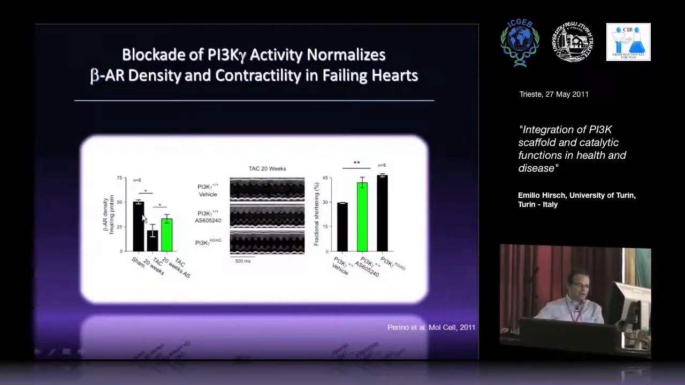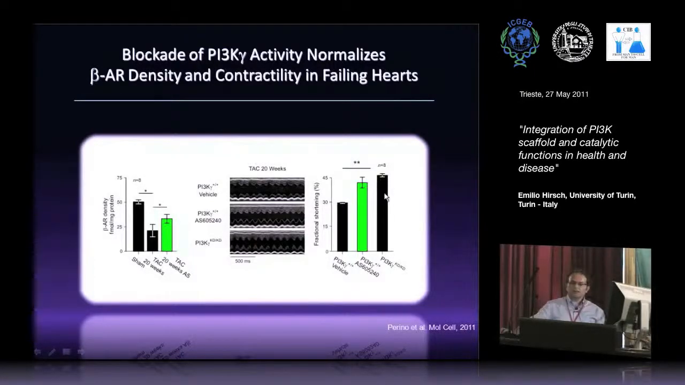And you see here we gave these inhibitors to wild-type mice after development of heart failure. And as you see here in the green line, the amount of adrenergic receptors is increased after treatment of these mice for 15 days with the PI3 kinase gamma inhibitor. And this has a very interesting effect on cardiac function, because we measured contractility again in these hearts where adrenergic receptor density is significantly increased. We also see that contractility improves.